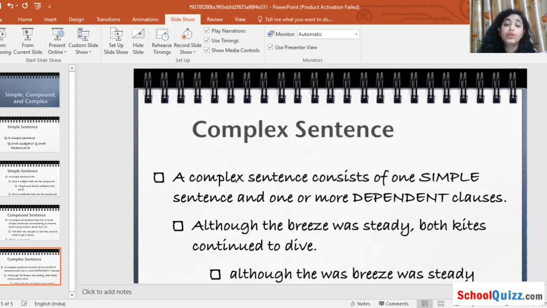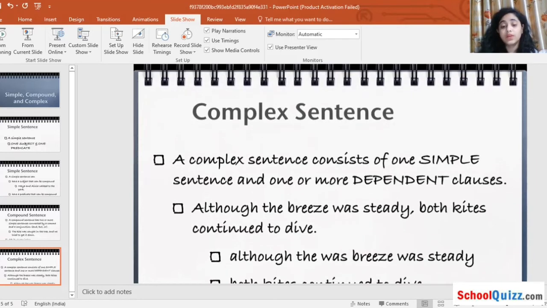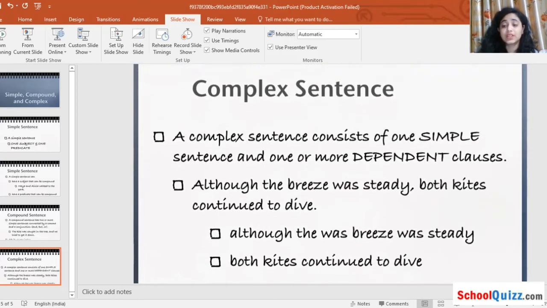It is dependent totally on the main clause. Although the breeze was steady, both kites continued to dive. What happened? Although the breeze was steady. What words can be used here? Although, though, might, maybe. Those kinds of words are used to identify that it is a complex sentence. Although the breeze was steady, both kites continued to dive.